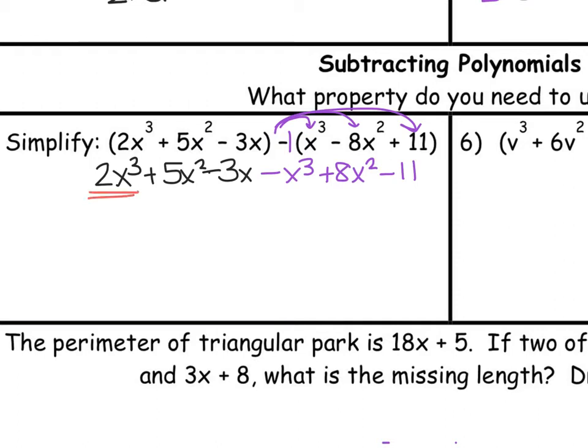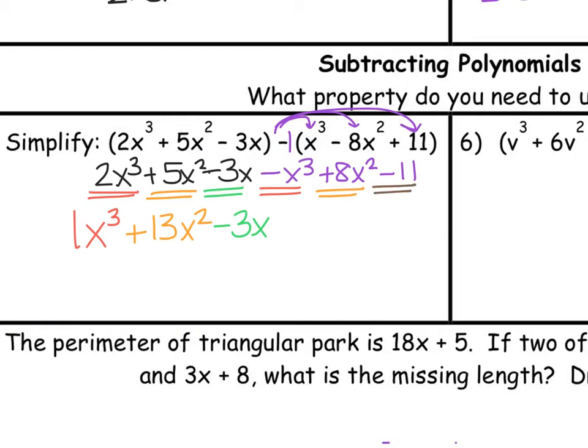So I have 2x cubed minus x cubed, and that's just going to give me 1x cubed. Then I look for my x squareds. I have a plus 5x squared plus 8x squared, and that's going to give me 13x squared. Next I have a minus 3x. I don't have any other x's on the other side, so I'm just going to rewrite my minus 3x. And finally, I have a minus 11. There's no other constants on this right side, so it's just minus 11.